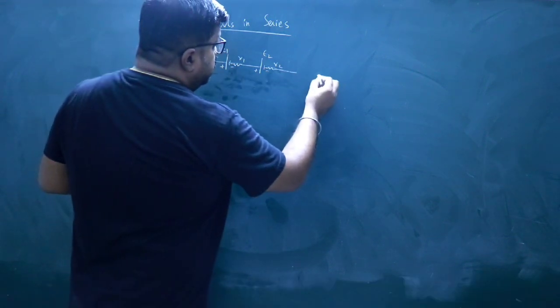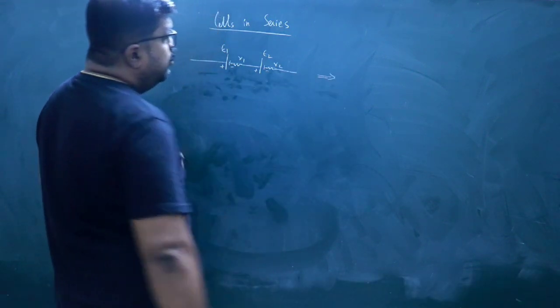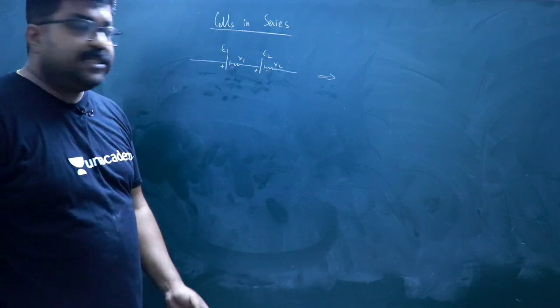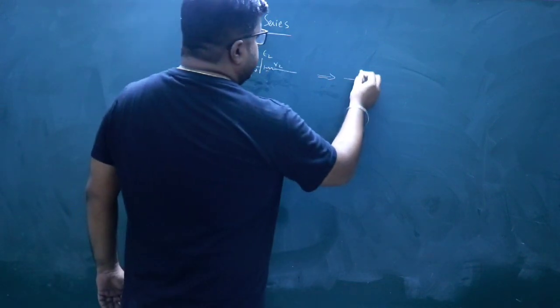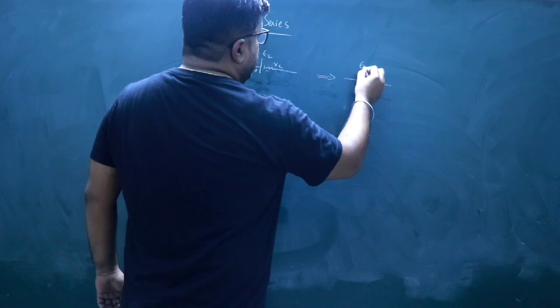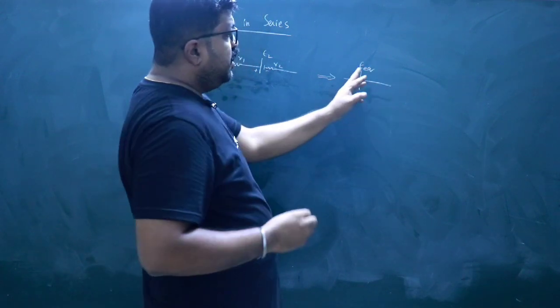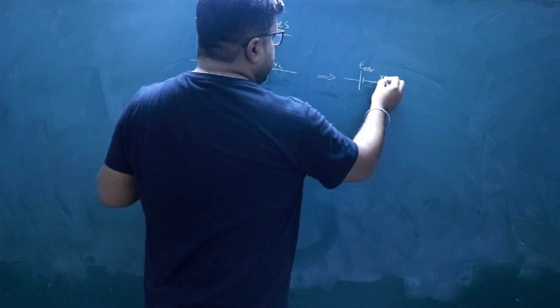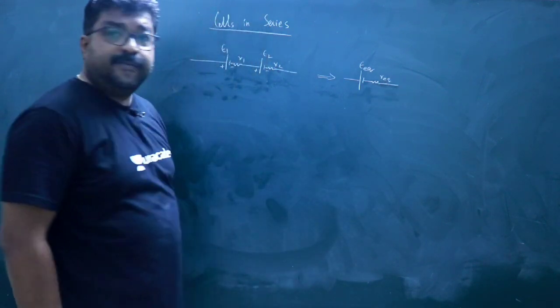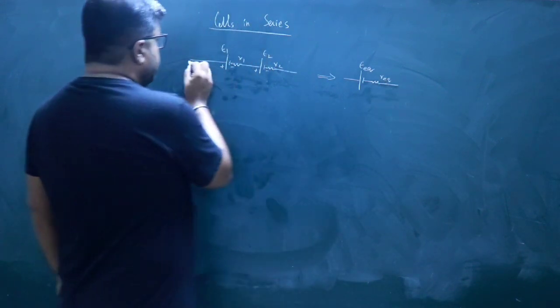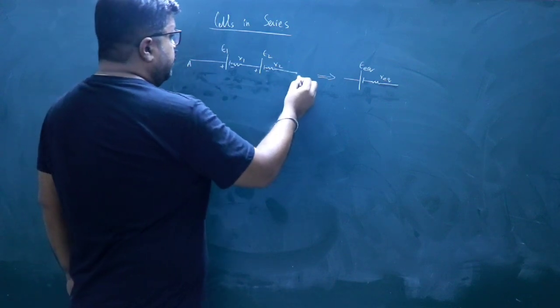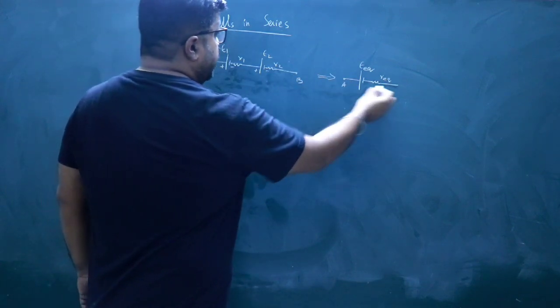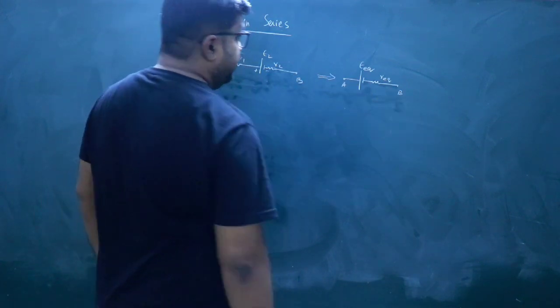Suppose the equivalent of these two cells is a single cell of EMF E equivalent and internal resistance R equivalent. Suppose this is terminal A and this is terminal B.